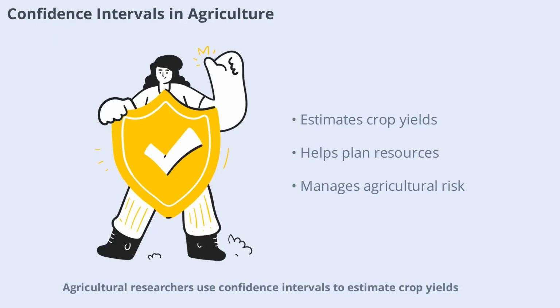Agricultural researchers use confidence intervals to estimate crop yields, disease rates, and other important measures. For example, a study might estimate wheat yield with a confidence interval, helping farmers plan for the season. This supports better resource management and risk planning in agriculture.